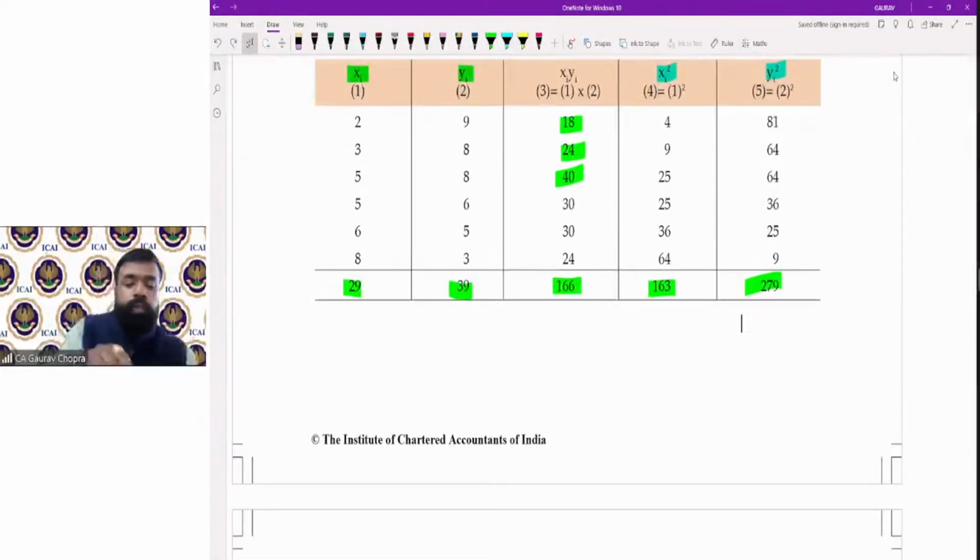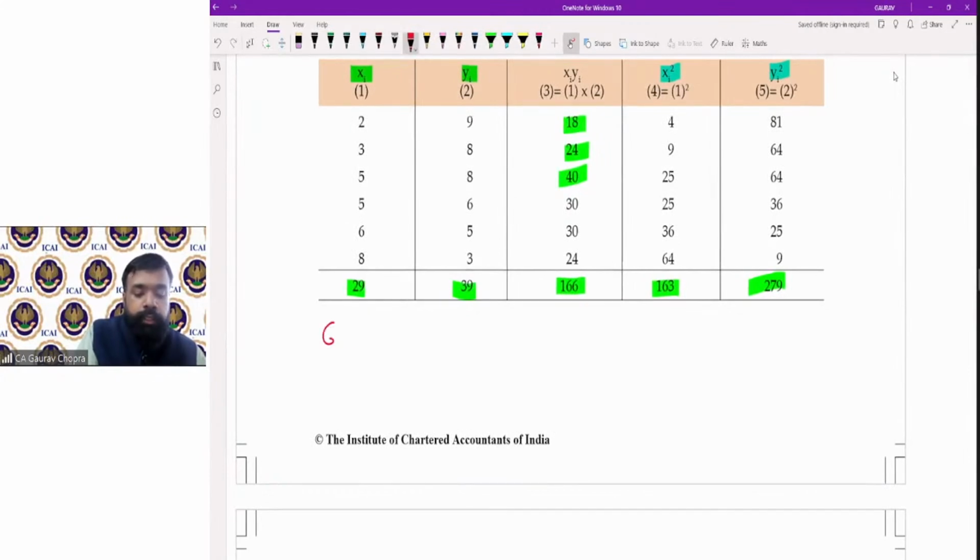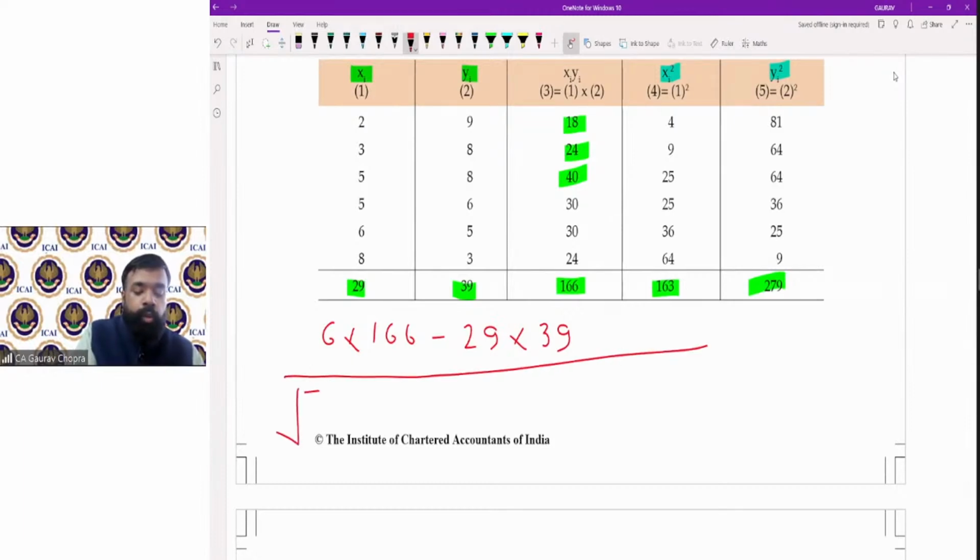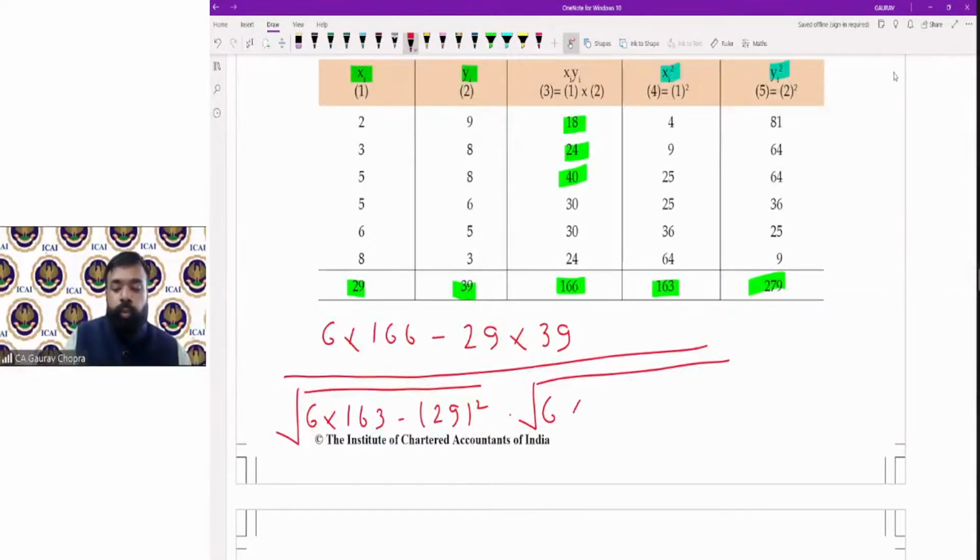N sigma xy. How much is n? N is 6. 6 into sigma xy, 166, minus sigma x into sigma y, so 29 multiplied by 39, divided by root of n sigma x square, so 6 into 163, minus sigma x whole square, minus 29 square, multiplied by root of n sigma y square, so 6 into 279 minus sigma y whole square, so 39 whole square. So in this way, you can substitute your values and get the result.